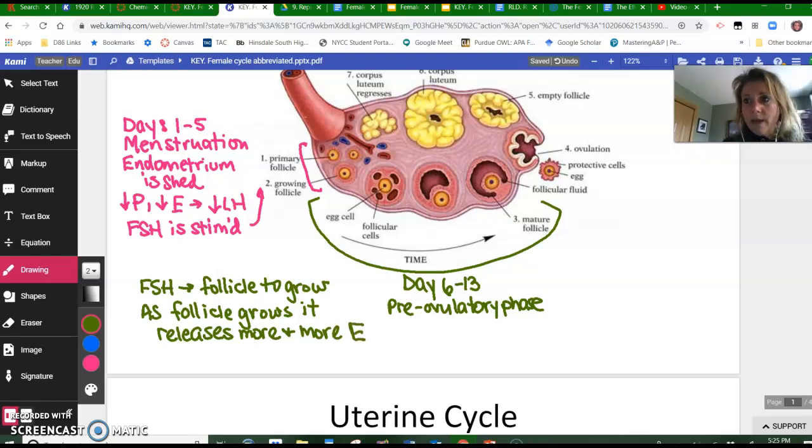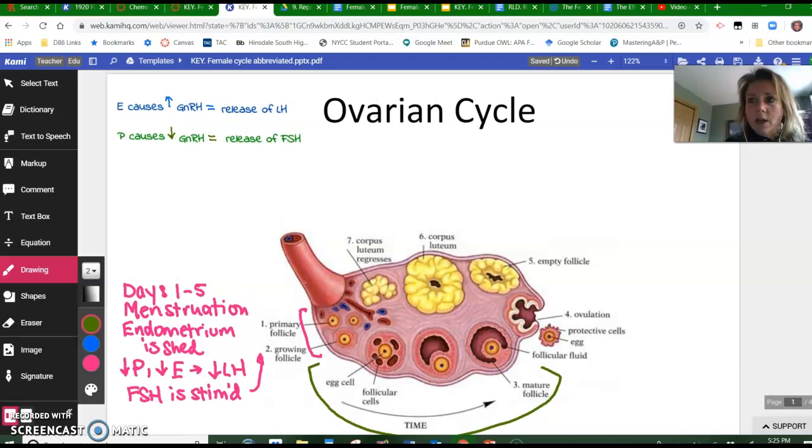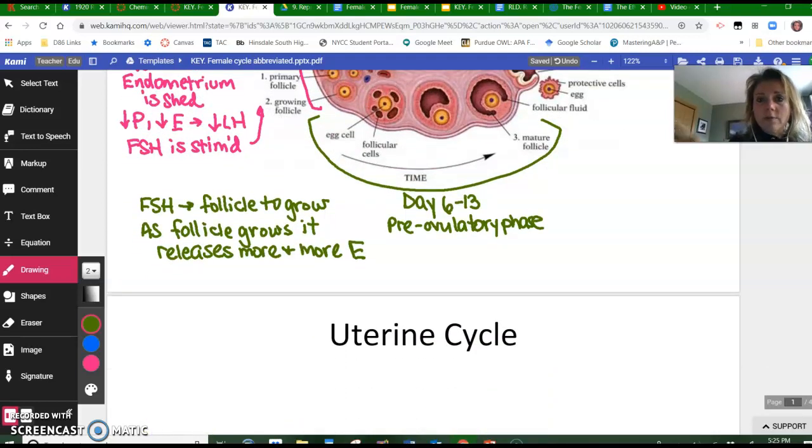And if we look back up in our little corner here, estrogen is going to cause an increase in GnRH, which is going to cause release of luteinizing hormone. And so high estrogen is going to cause a higher frequency of the pulses of GnRH. Which is going to increase the amount of LH that is being secreted by the anterior pituitary gland.